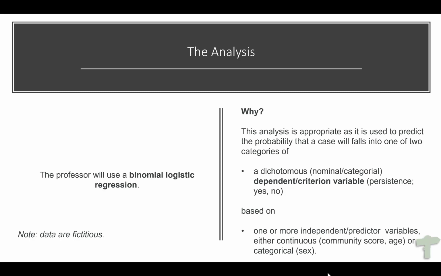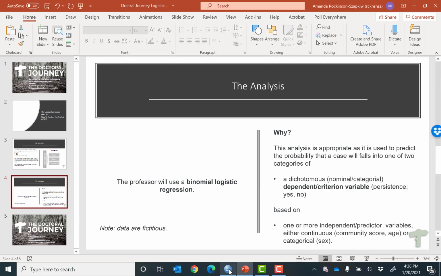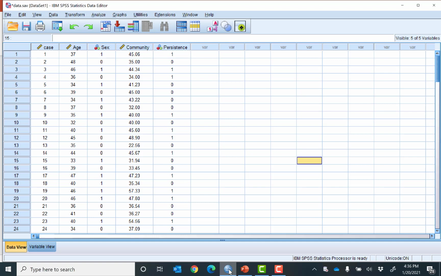So let's go ahead and get into SPSS, as you can see here, and we have all the data set up. Now, the first thing you're going to notice is that we have our variables that we are considering. First of all, we have persistence, which is our criterion or dependent variable. It's what we want to predict. And then we have the case number, but then we also have our three predictor or independent variables: age, sex, and community. So let's go ahead and take a look at how to run this procedure.